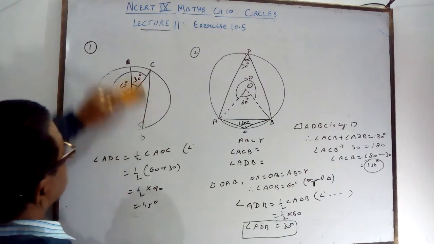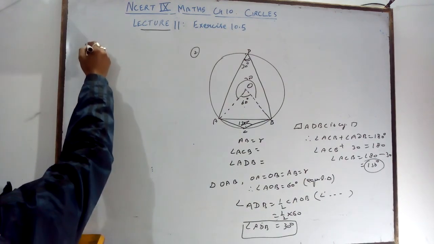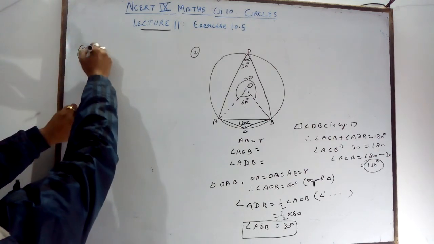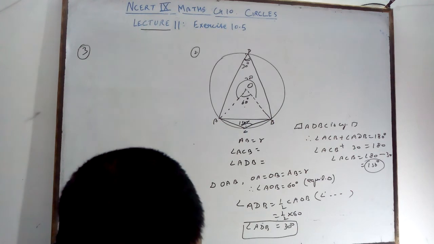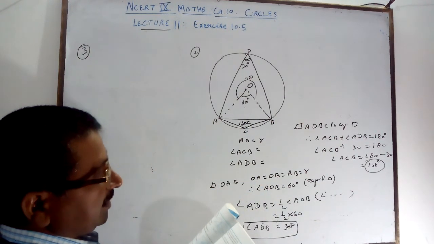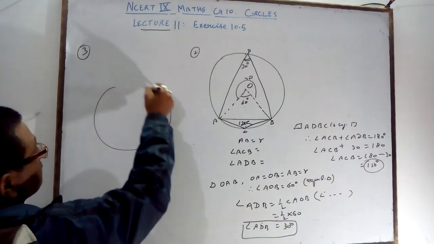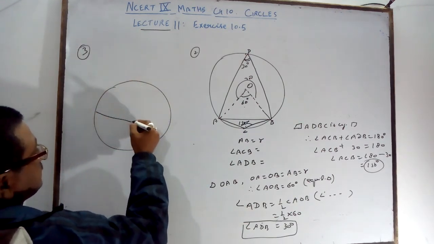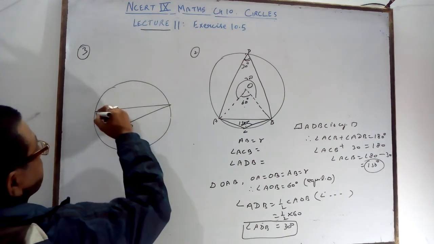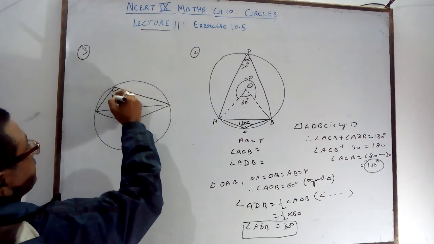Question number 3 of this exercise is given. What is question number 3? In this you are seeing there is one figure given. In figure 10.37, angle PQR is 100 degrees. One figure is given like this, and here is given O, and this is given, 100 degrees.